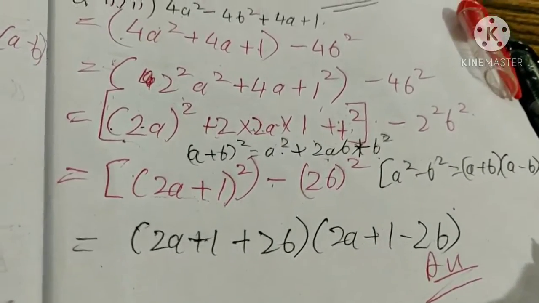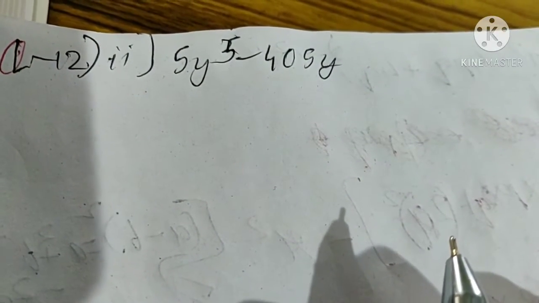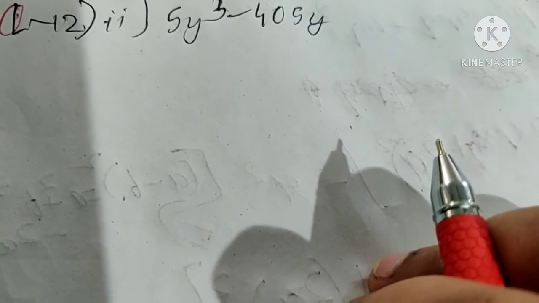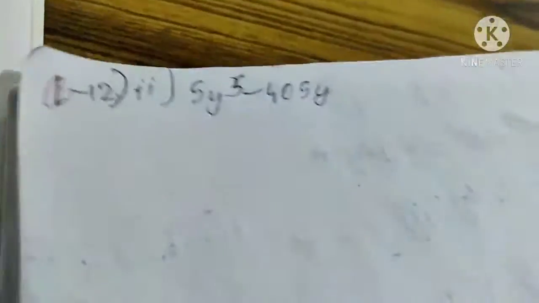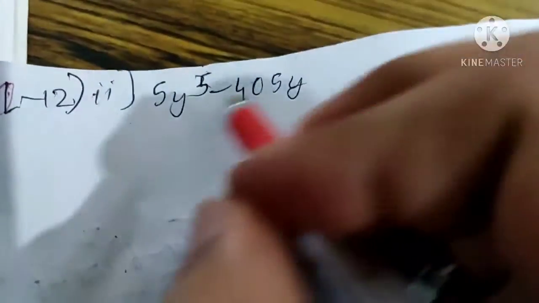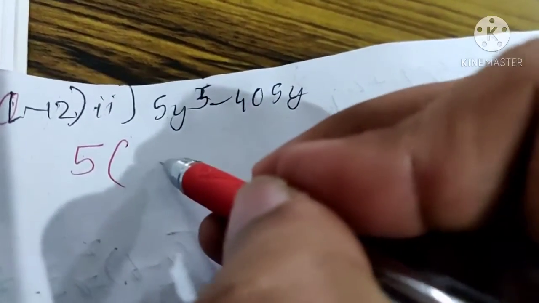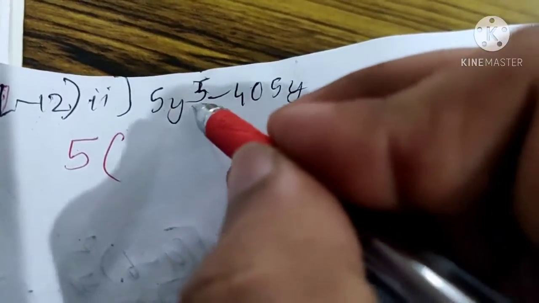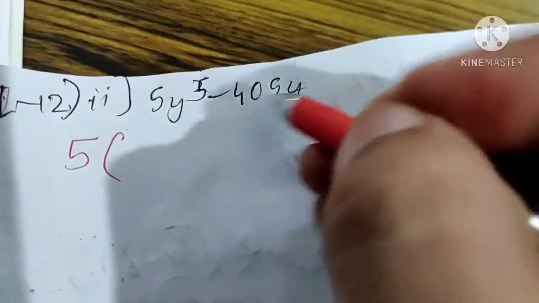Okay, now our next question here is this: 5y to the power 5 minus 405y. First of all, we will again see whether there is something common or not. Yes, there is common. Here the first term and last term, 5 is common here. So here we will be left with only y to the power 5 and 81.